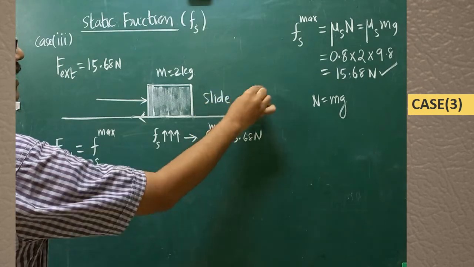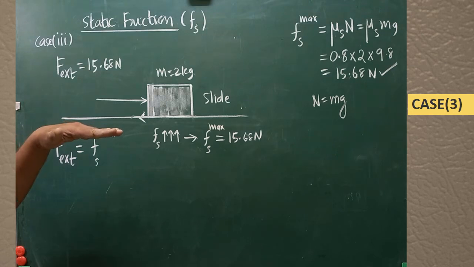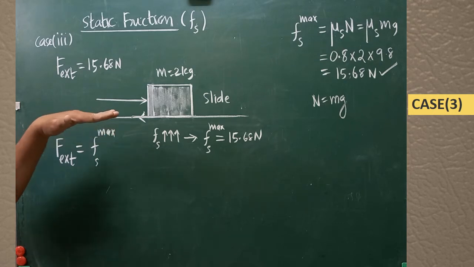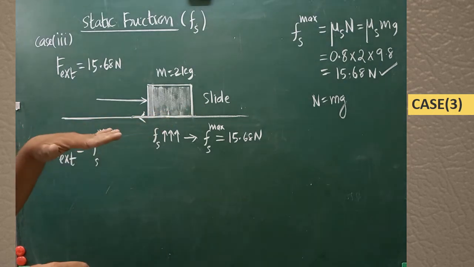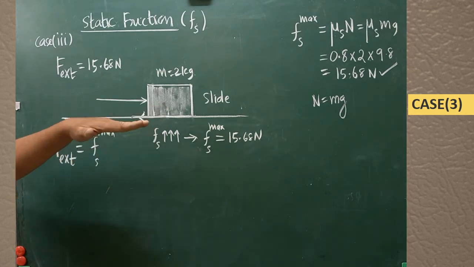It starts to slide. Sliding is nothing but the object just trying to move. Are you clear? It is not at all moving. It just tries to jerk slightly and start to move. That is the meaning of sliding. It doesn't mean that the body starts to move. It just tries to move. Still it is in a static condition.